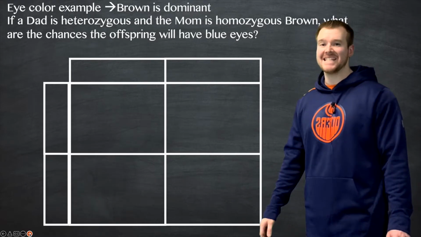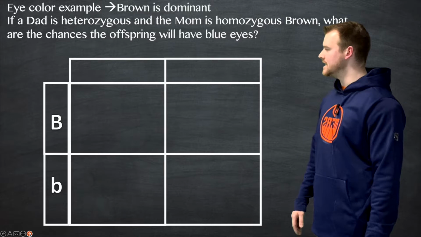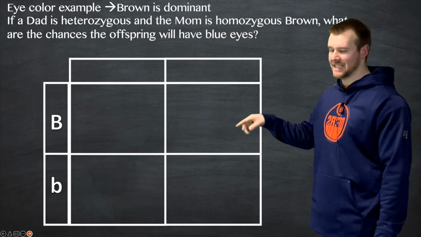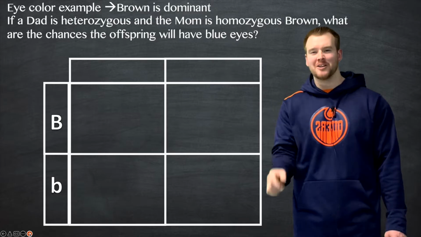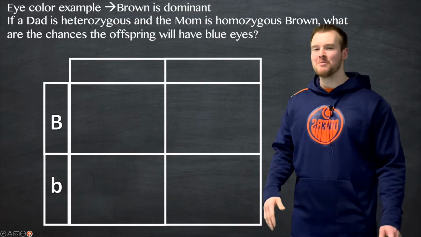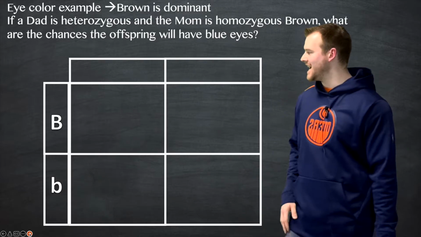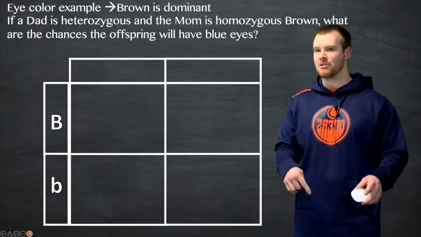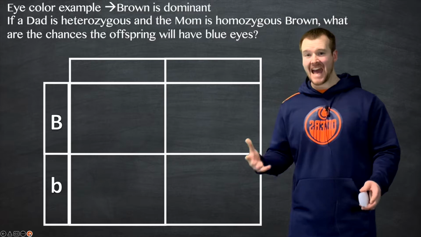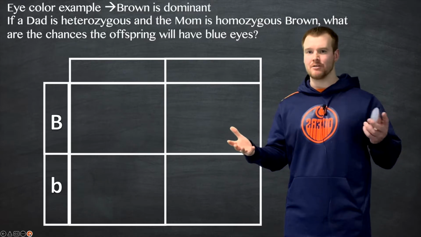Well, it says that dad is heterozygous, so that means that we're going to put different alleles there. Now, how we're going to write them is not by drawing colored in chromosomes, but we're going to represent them with letters. A capital is going to be the dominant and a lowercase is going to be the recessive. So if he's heterozygous, he has a dominant and a recessive.